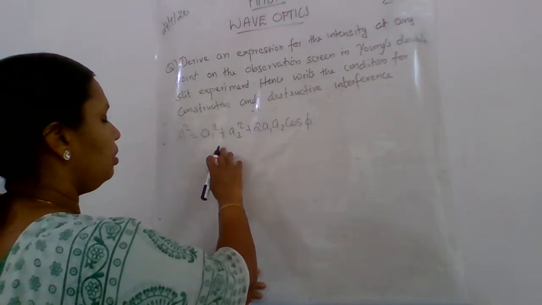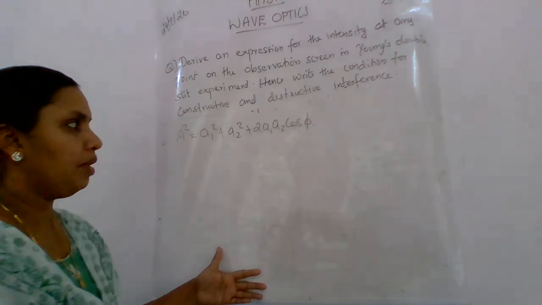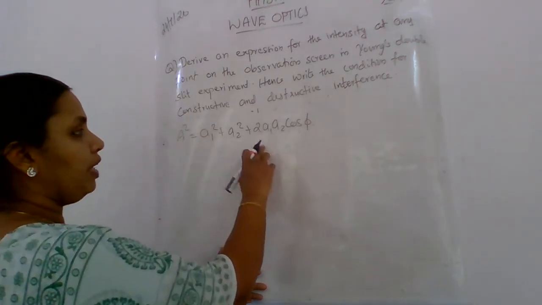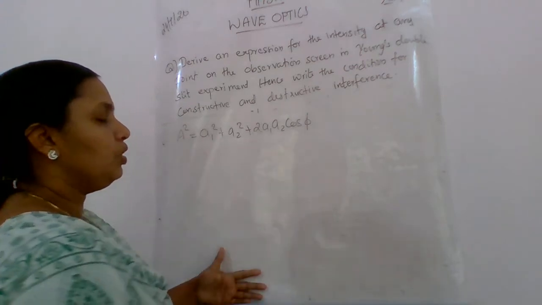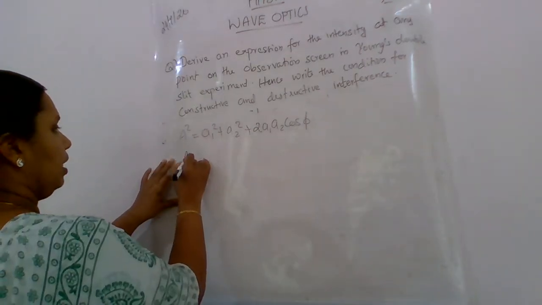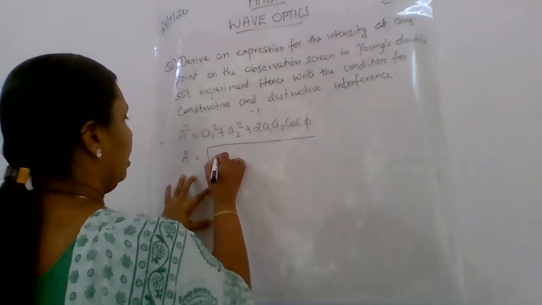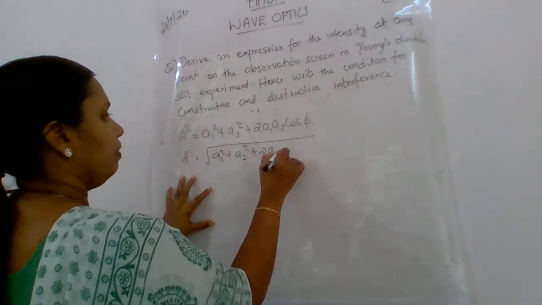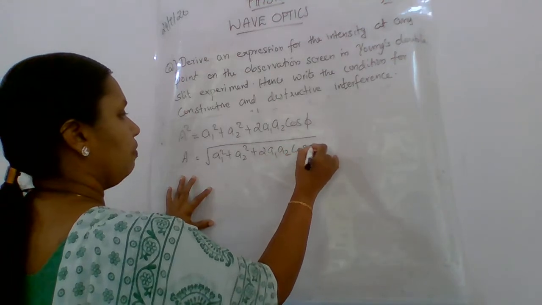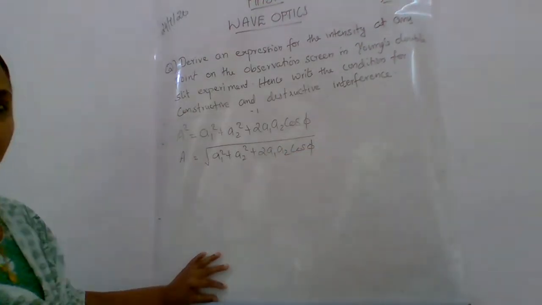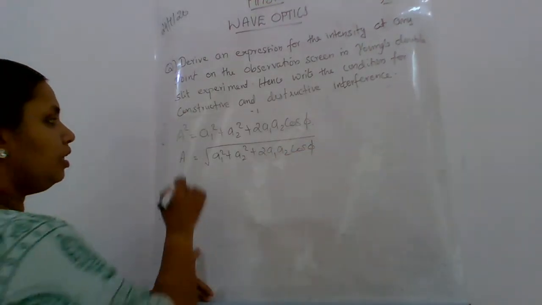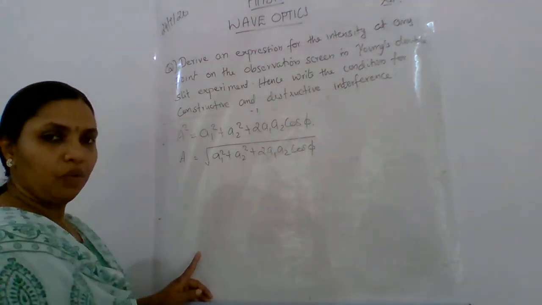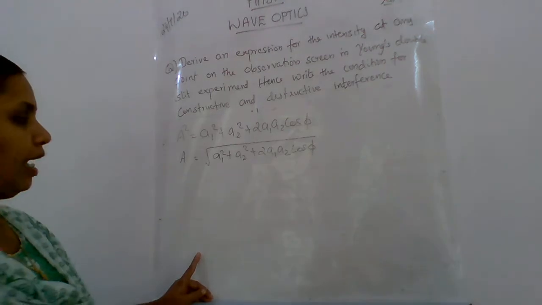A square is equal to A1 square plus A2 square plus 2A1 A2 cos phi, or A is equal to the square root of A1 square plus A2 square plus 2A1 A2 cos phi. Okay. Now you got the amplitude. So, how will we connect it with the intensity? What is the relation between intensity and amplitude?